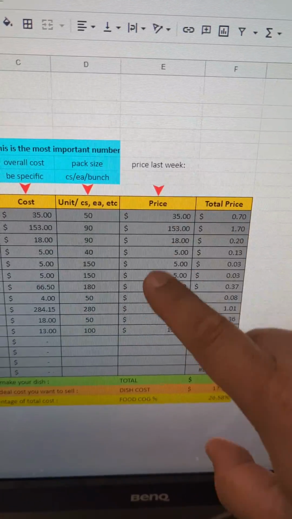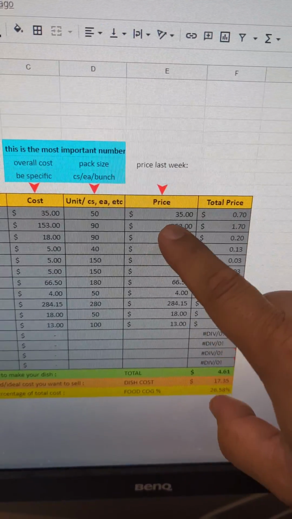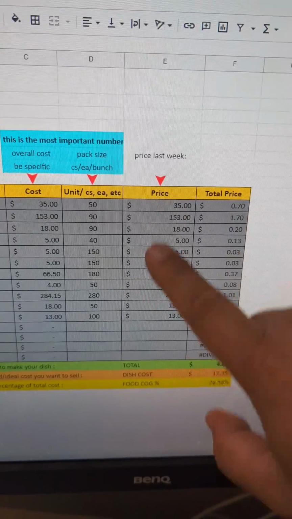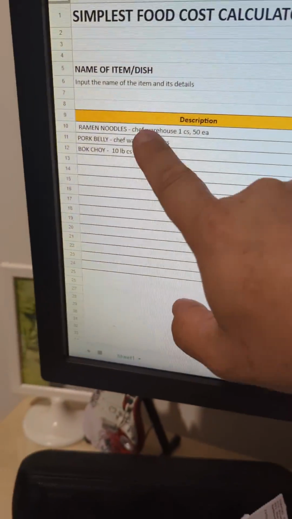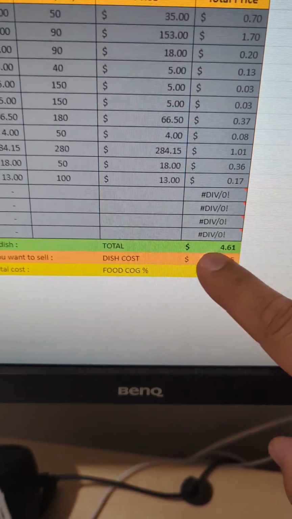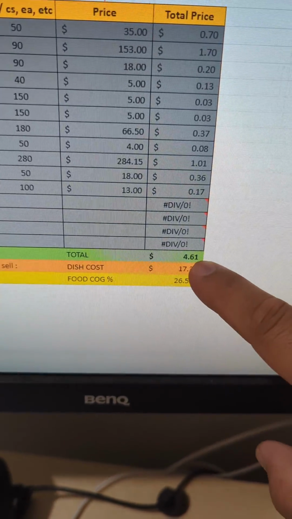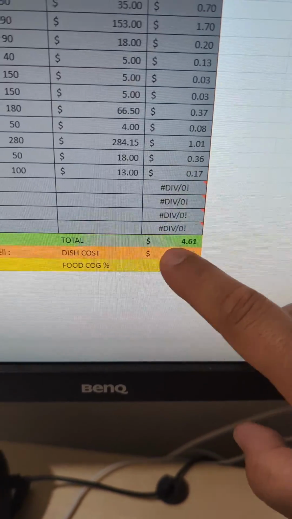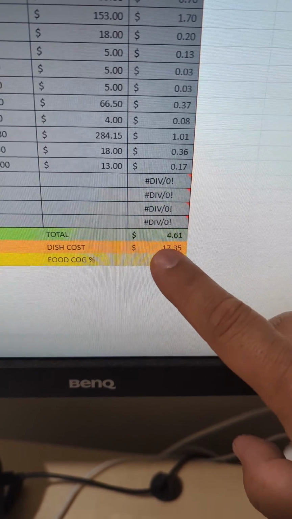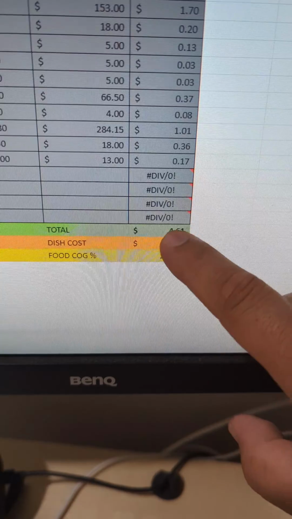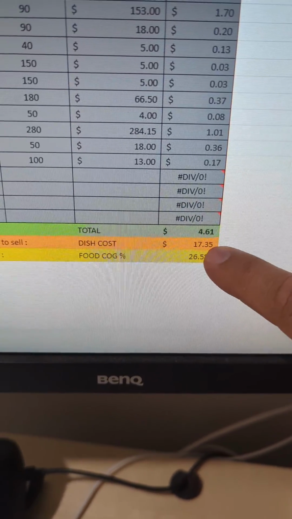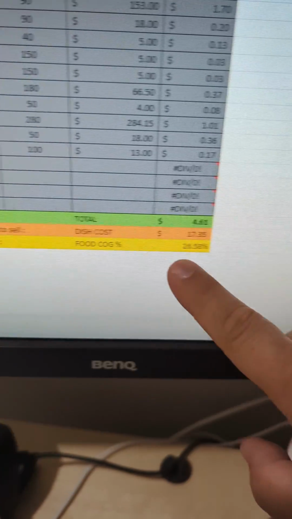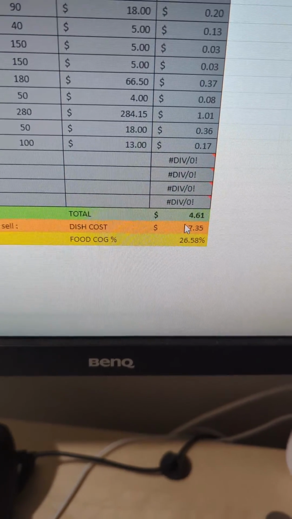This is just a redundancy. I keep it for price last week, so you'll know if it increases or not, okay? You plug all your details in, you get your main total. This is how much your dish costs to make. This is your forecasted sale, meaning this is what you're going to guess for the final number of your dish. And this will give you the actual food cost percentage of the guess that you made.